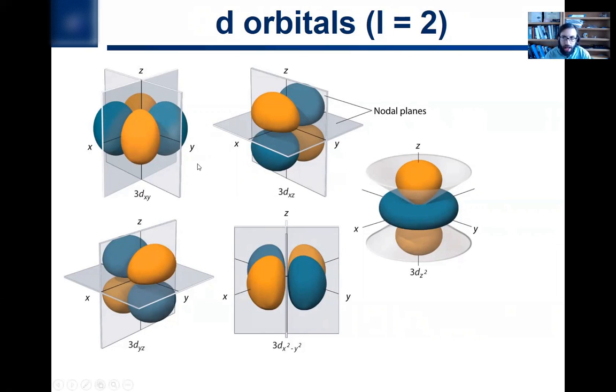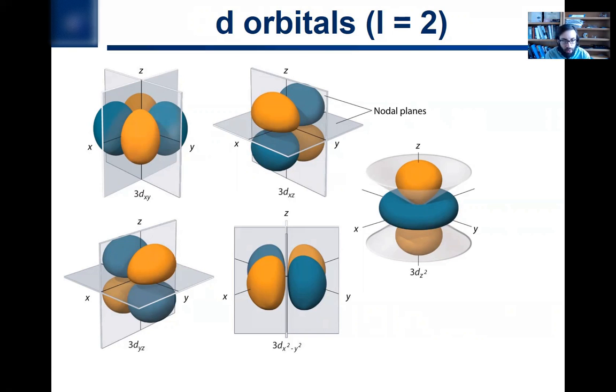D orbitals, L equals 2. So m sub l goes -2, -1, 0, 1, and 2. So there's 5 different shapes. Here they are: xy, xz, yz, x squared minus y squared, and dz squared. Do you need to know the shapes of the d orbitals? Yes, I expect you to know the shapes of s, p, and d orbitals.